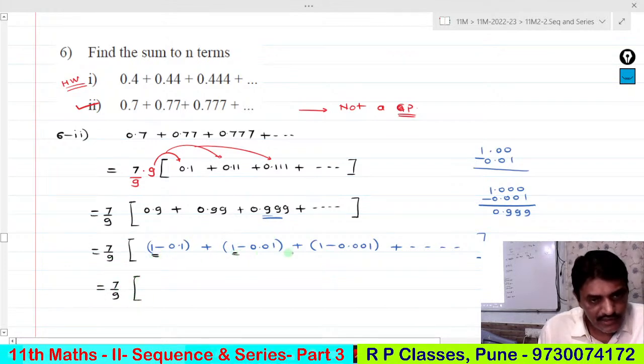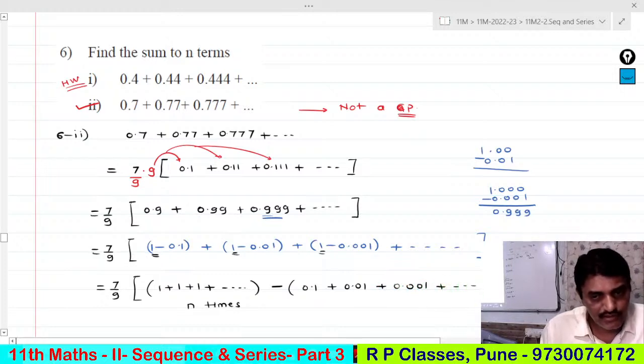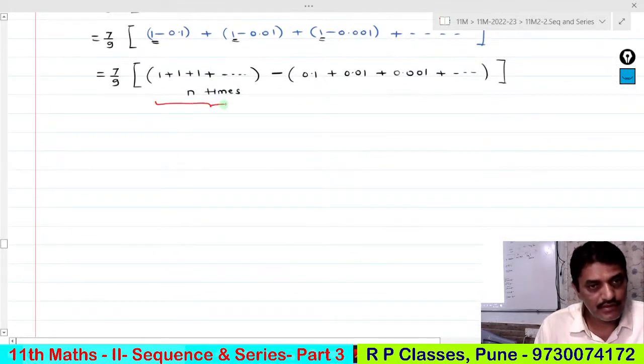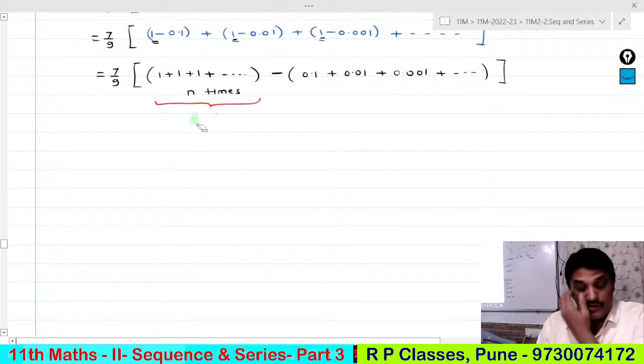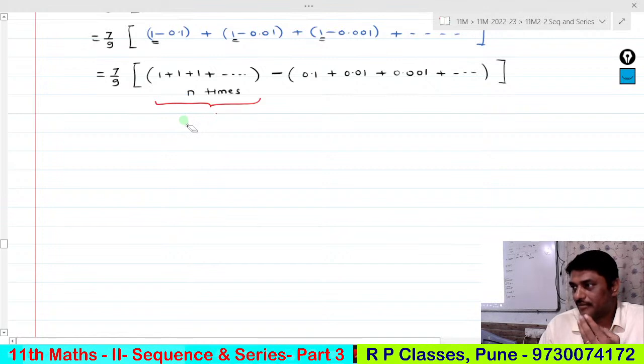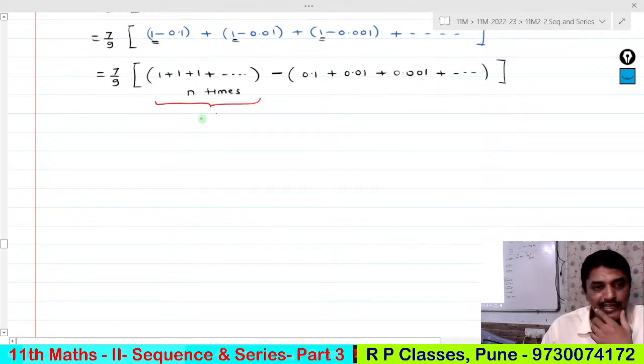अब मैं क्या करूँगा, राइट, दिस इज 7/9, I will write all these ones in the first bracket, 1 plus 1 plus 1 कितनी बार, n times, minus 0.1 plus 0.01 plus 0.001 plus dot dot dot, सही है. Now what we see here is this is nothing but n terms ना, n terms मतलब if we are adding 1 3 times तो 3 आता है, 5 बार ऐड करो 5 आता है, n टाइम्स ऐड करो तो n आएगा, yes or no?